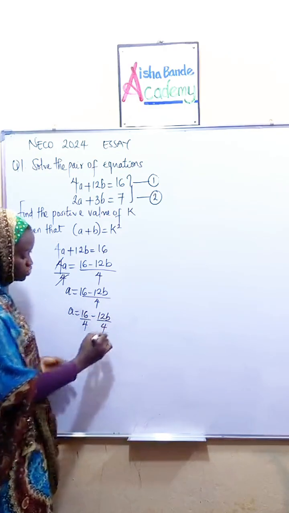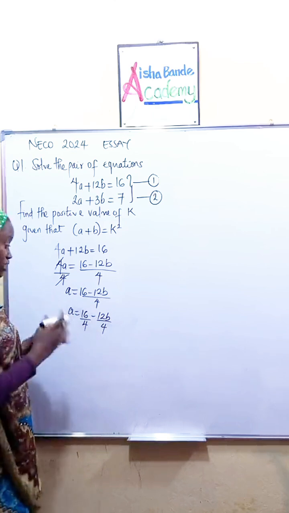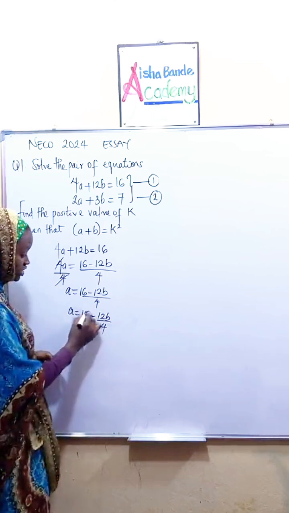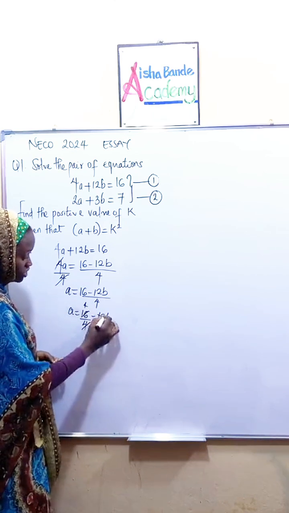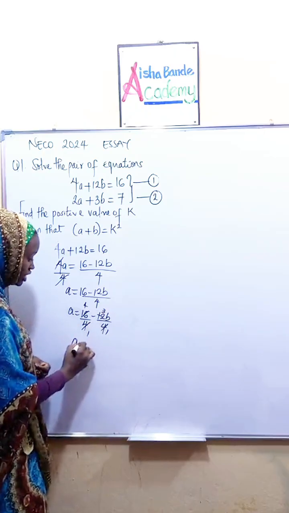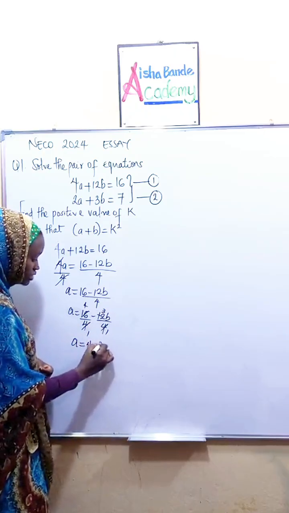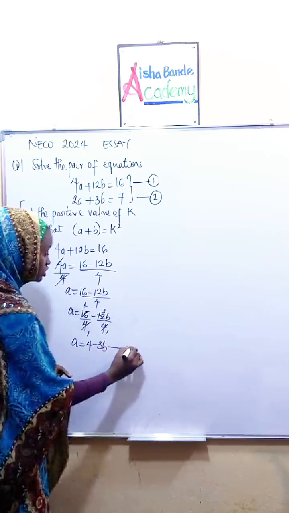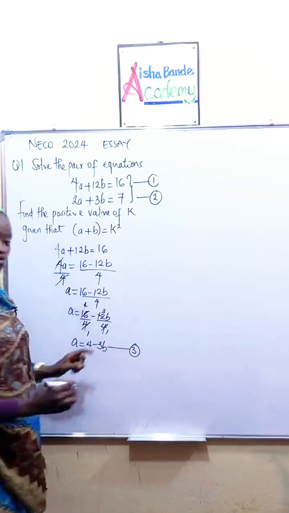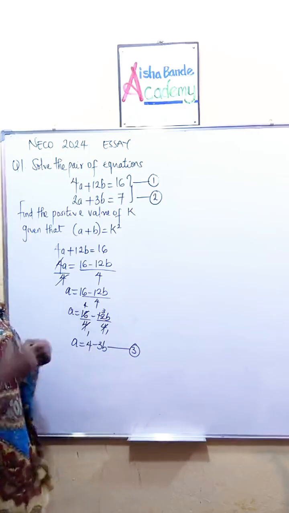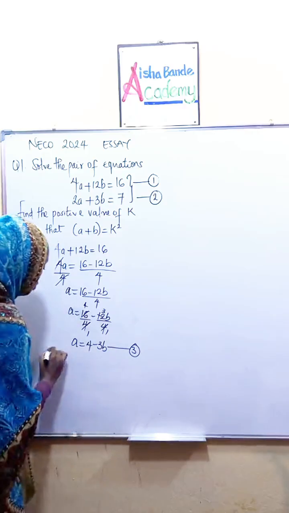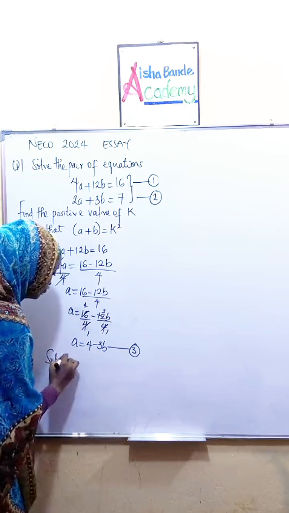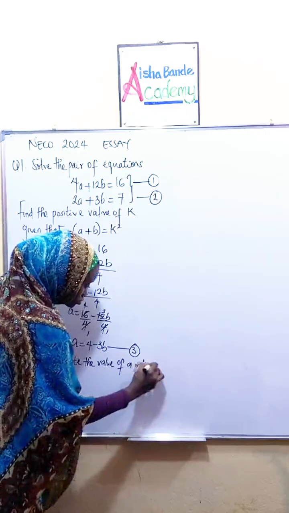So mathematically, this is the same as saying a is equal to 16 divided by 4, minus 12b divided by 4. At this point, we break this down to the lowest terms. 4 here is 1 and 4 here is 4. 4 here is 1 and 4 here is 3. So what we are left with is a is equal to 4 minus 3b. We call this our new equation 3. From this equation 3, we substitute into equation 2, the value of a.